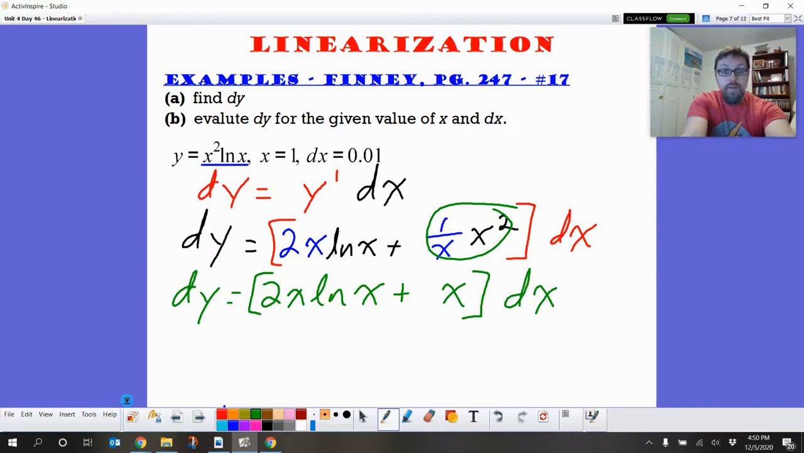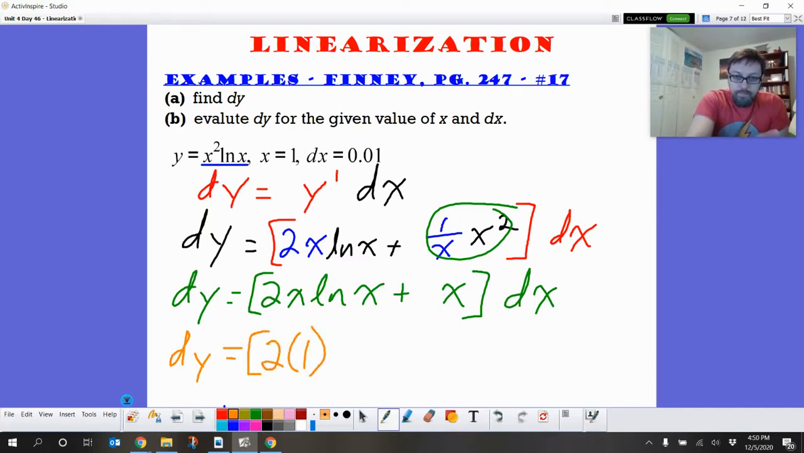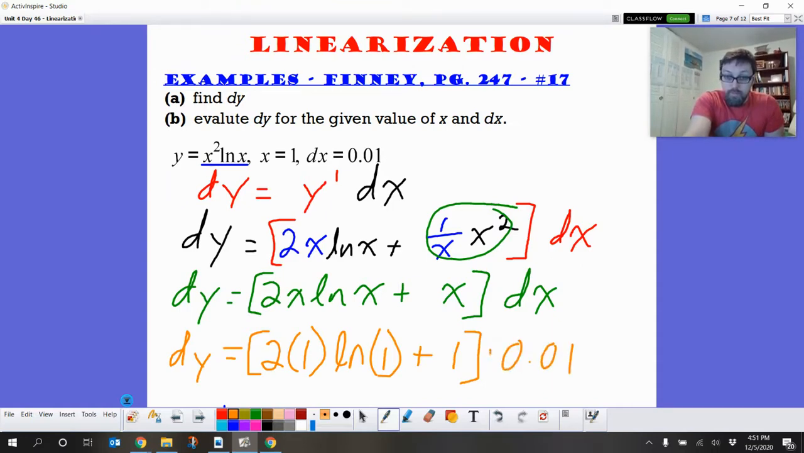Great. Now they want to evaluate dy for the given value of x and dx. So they're saying we're going to check this particular point, x value being 1, and we want to move just a little bit. We want to check what is the change in our y value as we change our x value by 0.01. So we want to just plug those numbers in like you do with any other numbers. So we get 2, our x value is 1, ln of 1 plus 1. And then that dx, we're going to plug in our 0.01.